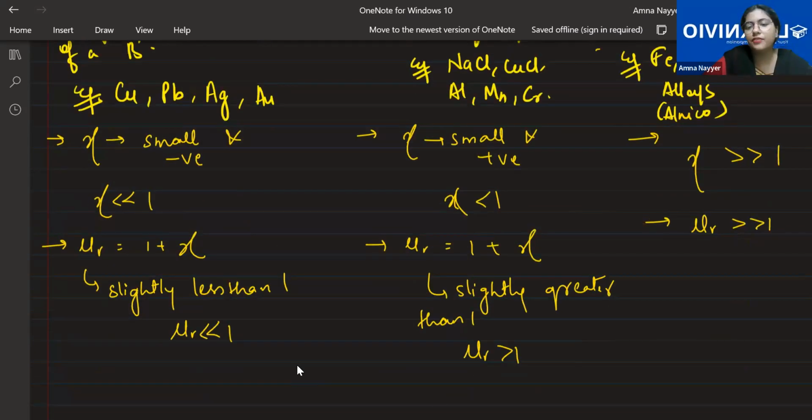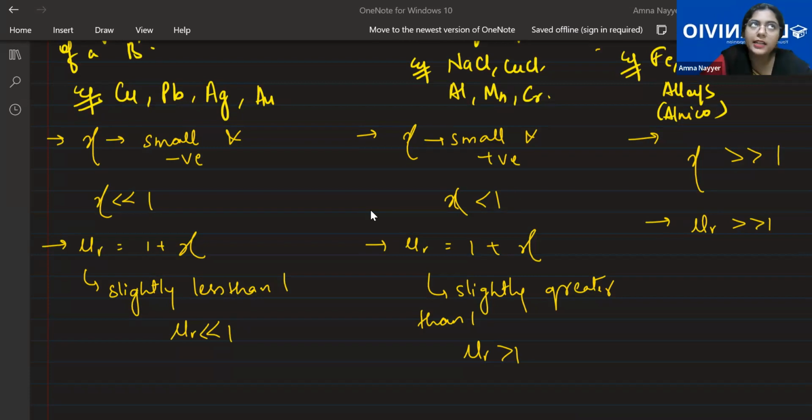Then there are certain differences based on the relative permeability and the susceptibility. In the case of diamagnetic substances, the susceptibility is very small and it's negative. So its value is very, very much less than 1, because it is negative and small also. While in paramagnetic substances, it is small but positive. Positive means a little greater than 1, not very much less than 1. While in the case of ferromagnetic substances, the susceptibility is very much greater than 1.